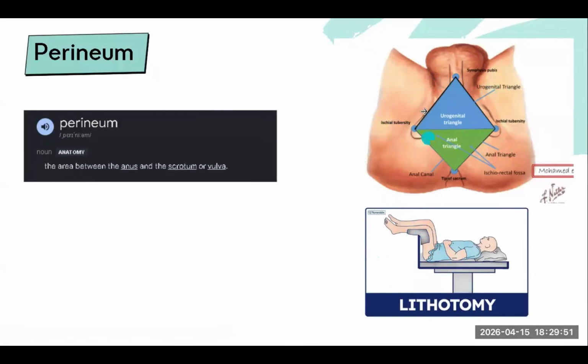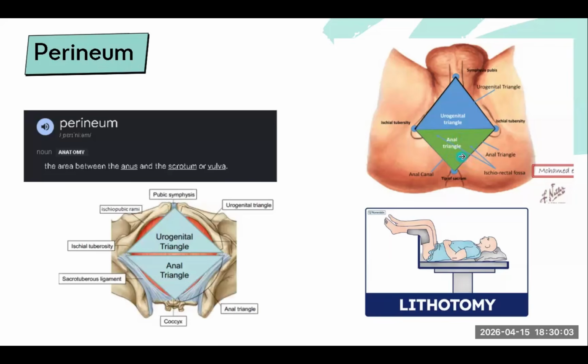And one thing we can appreciate is that we have 2 triangles. The urogenital triangle, which contains the urinary and the genital, and the anal triangle, which contains the anus. This is another image of the perineum, and in this image, we can appreciate the borders more. The borders are very important for the urogenital triangle, not as much for the anal triangle.